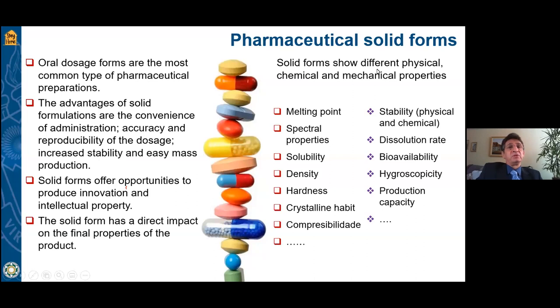The main point about the solid form is that it can affect the physical and chemical properties. So it can be used as a tool to improve them, but it also has some drawbacks. Solid forms determine the melting point, the spectrum properties, solubility, density, and in that way, they also affect some physical and chemical pharmaceutical properties like stability, dissolution rate, and bioavailability. Usually solubility and bioavailability are the main focus in the study of the solid form.